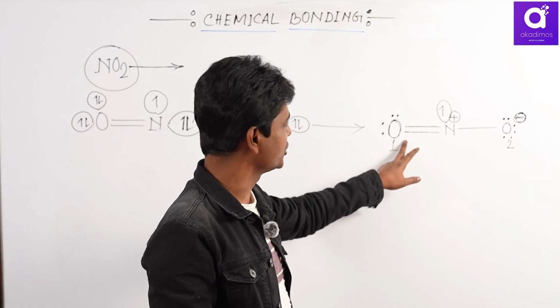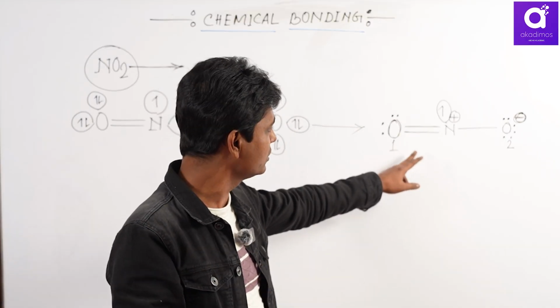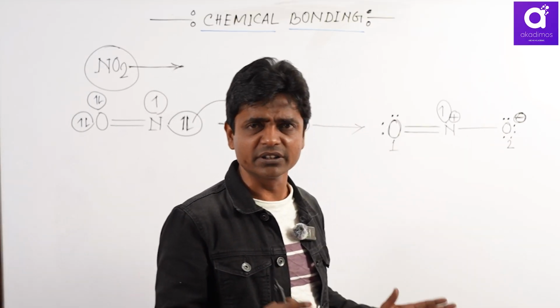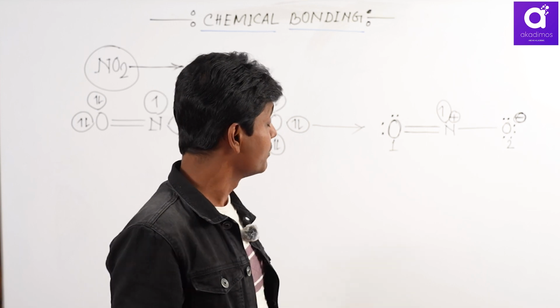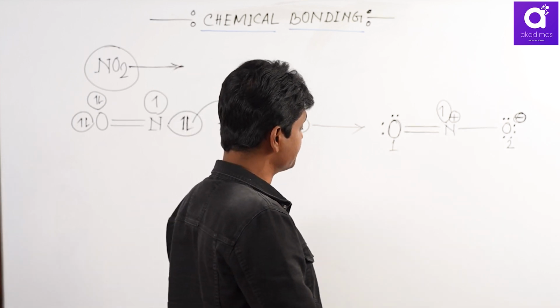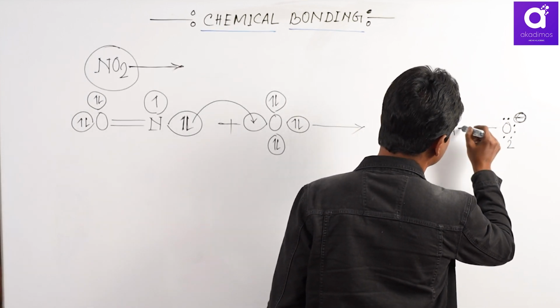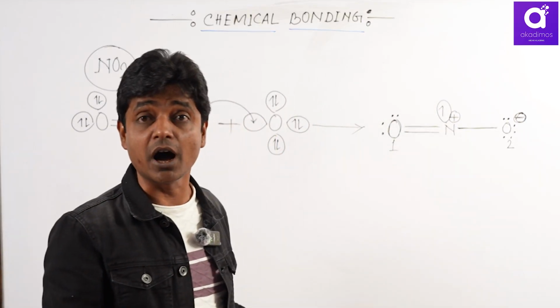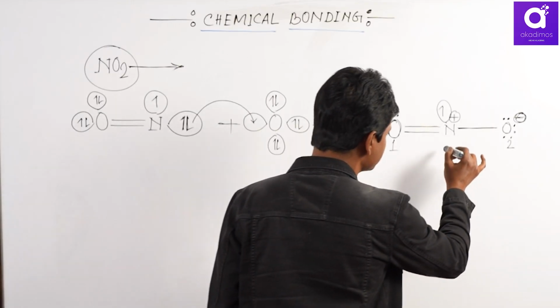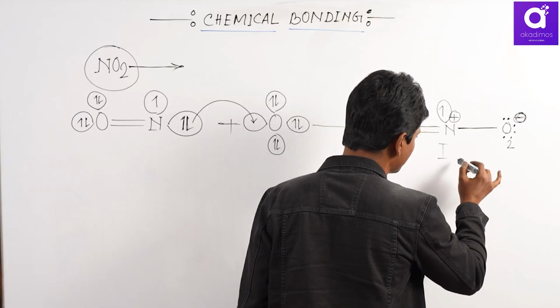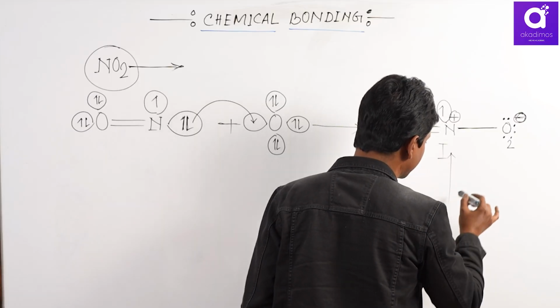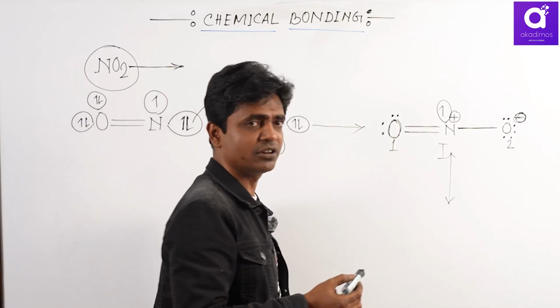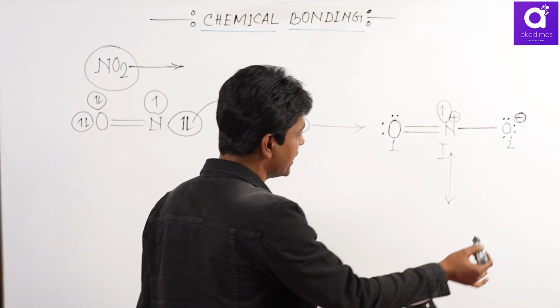This nitrogen-oxygen double bond length should be small. Here the nitrogen-oxygen single bond length should be more. But remember, experiment will show you both nitrogen-oxygen bond lengths are the same. How will you explain it? Let this be one canonical form, one structure. You can draw another structure or canonical form, and that is called resonance.